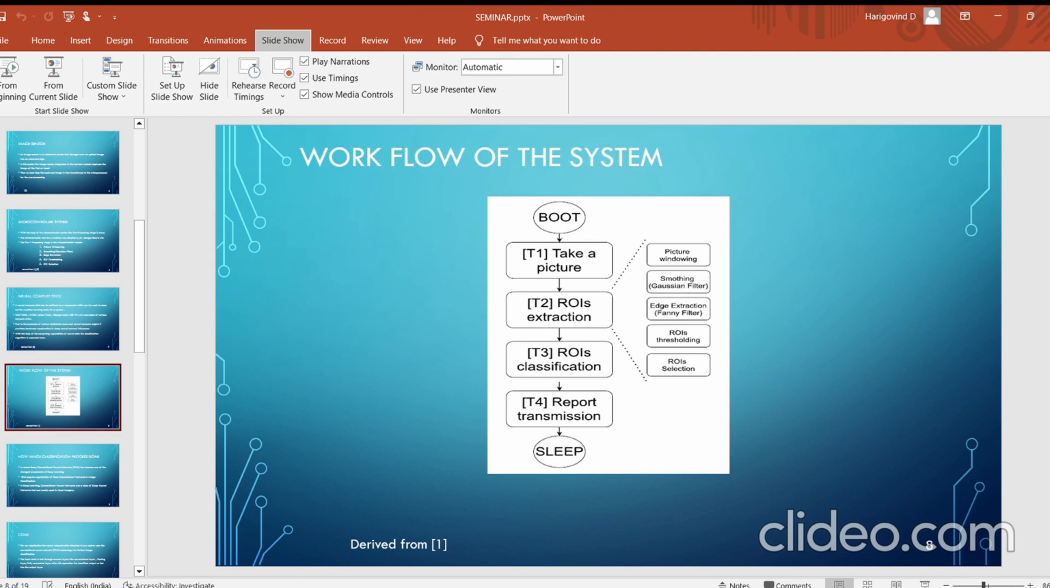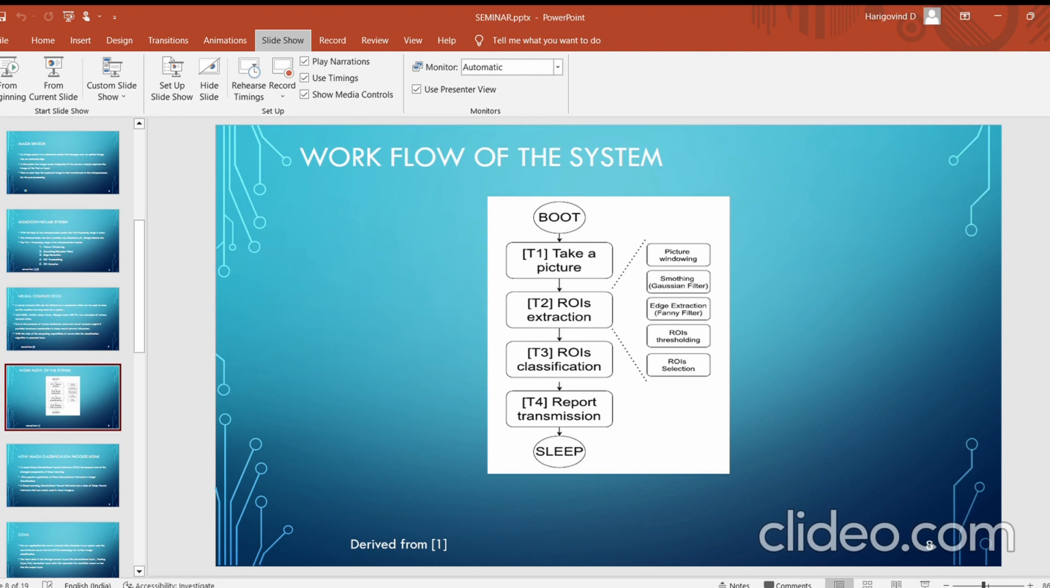So this slide shows the total workflow of the system. When the system first boots up, it continuously takes pictures using the image sensor which is integrated into it. So we can also call this a real-time system, which takes real-time input values and gives the output based on them.